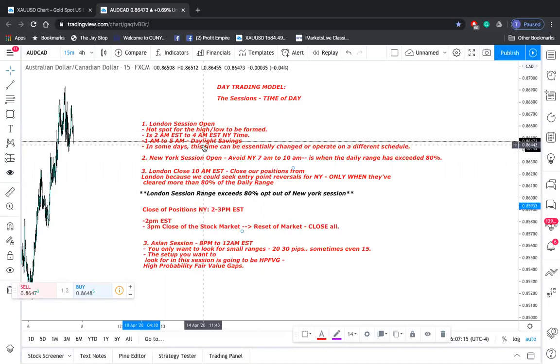When you're trading this London session, you want to be trading it at 2 a.m. Eastern to 4 a.m. Eastern. And when it's daylight savings, you want to be trading it from 1 a.m. to 5 a.m. because it's going to be operating on a different schedule. Also, you want to give yourself a good window for any manipulation, such as a news event or something surprising in terms of a report that comes out unexpectedly that was not reported on forexfactory.com.